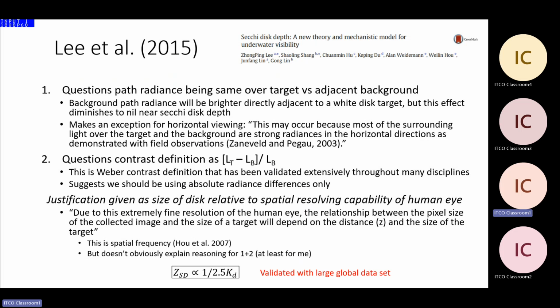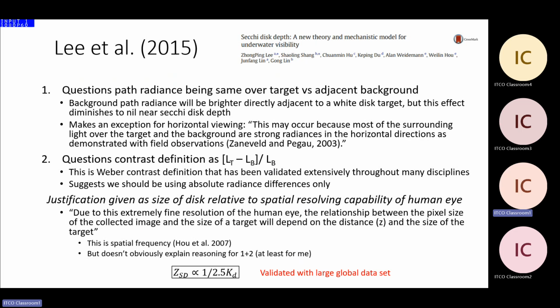He also questions the definition of contrast as the radiance coming from the target minus the radiance from the background, normalized to the background. That has been the classical contrast definition since Duntley and Preisendorfer came up with the whole theory in the 40s and 50s. So he prefers an absolute radiance difference definition of contrast.